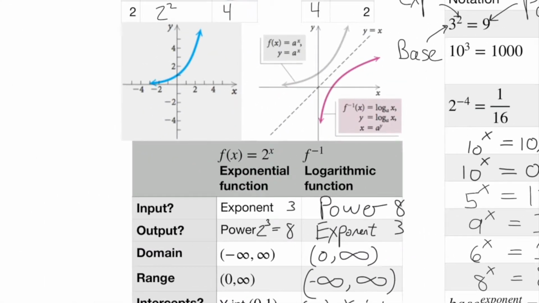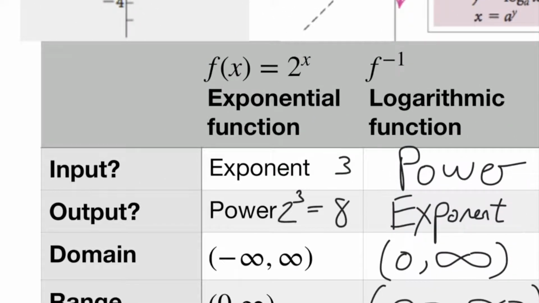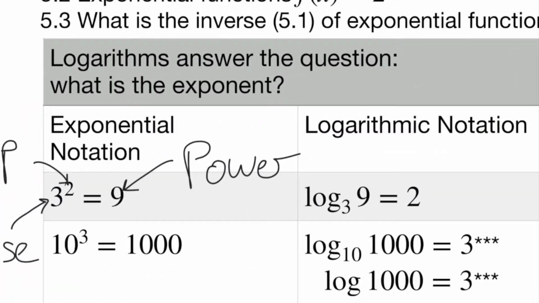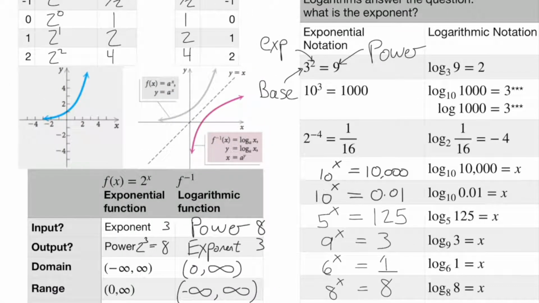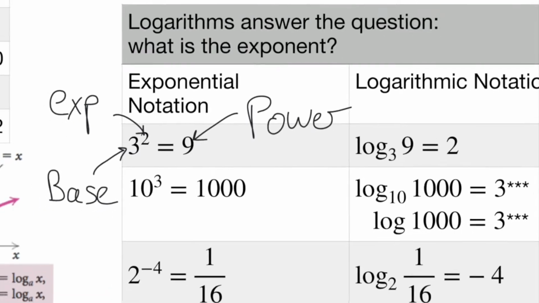So here, in the exponential function, the output was always a power, and the input was an exponent. That's going to be flipped here. Logarithms answer the question, what is the exponent? Remember, the output is an exponent. So if you want to know what the exponent is on something, you can take the logarithm.